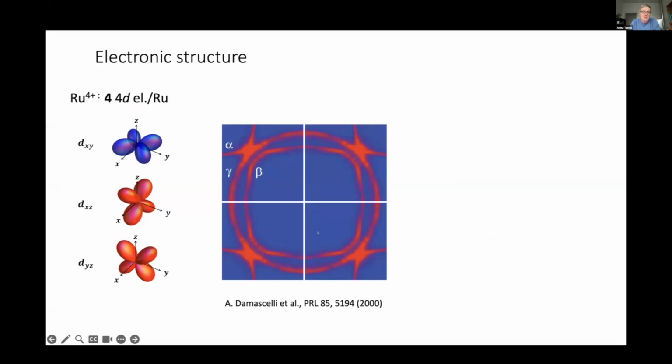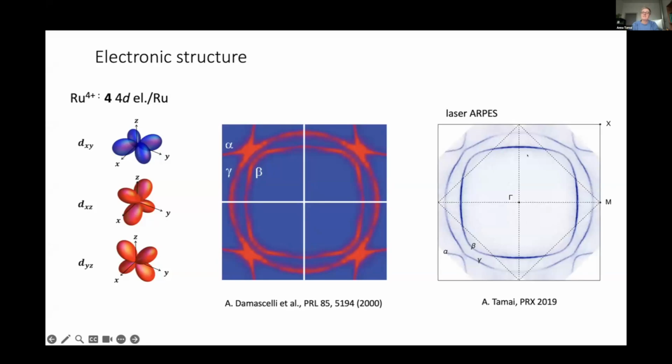This was the first measurement of the bulk Fermi surface from ARPES by Andrea Damascelli. 20 years later, the same material looks like this, measured by laser ARPES in our home lab. And the measurement became much more accurate because we use lasers as excitation sources. So we have a higher energy and momentum resolution, and also lower temperature. So the data quality improved, and we were able to address two questions from this data set.